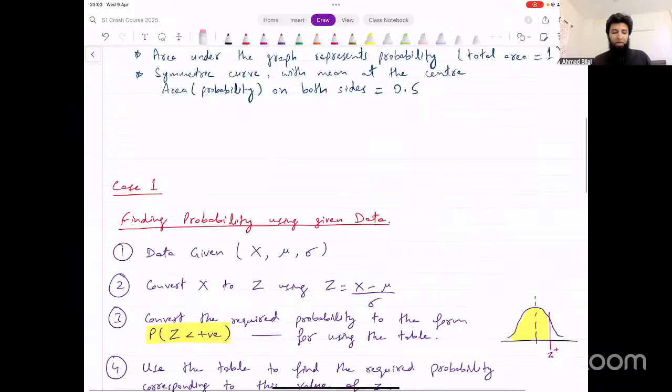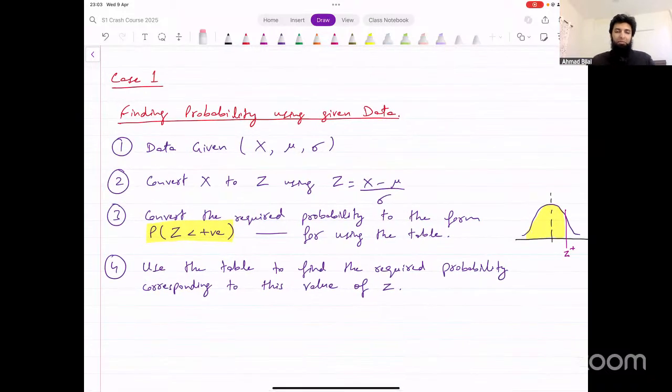Then there are two types of problems that we have done until now. One is where you have some data given, you have the mean given, you have the variance given, and you are supposed to find some probability. So x greater than something, x less than something, or x between two values. How do we do that? Whatever value we're given in terms of x, the first thing we always do is convert that to z using this formula: z equals x minus mu over sigma. And then we have to use the table to find the probability.